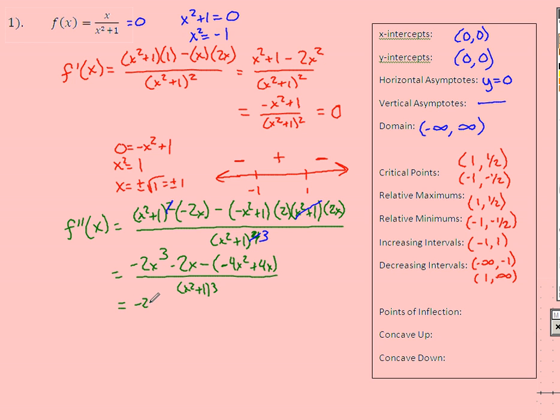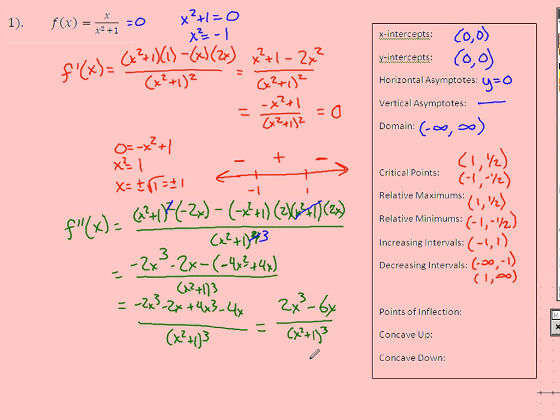Keep simplifying. Negative 2x cubed minus 2x. This will now become plus 4x squared, and it'll become a minus 4x. Still over x squared plus 1 quantity cubed. It would help if I did my distribution right. X times x squared will become x cubed in both of those right there. Now that looks better. Okay, so now this top will be 2x cubed minus 6x, and on the bottom, x squared plus 1 quantity cubed.